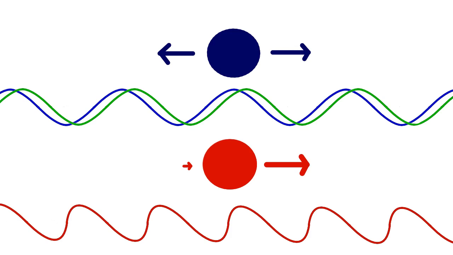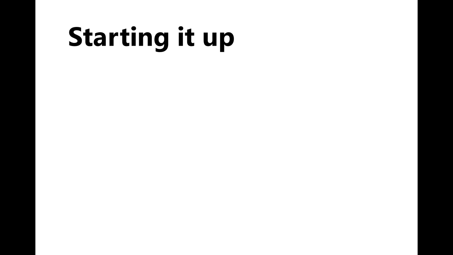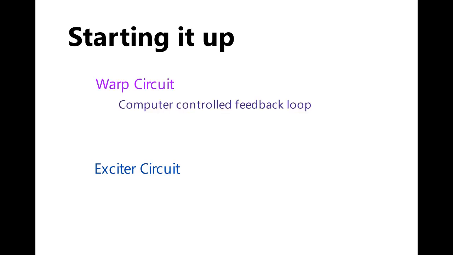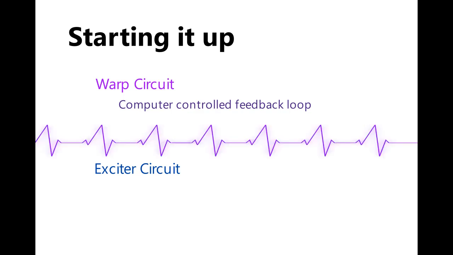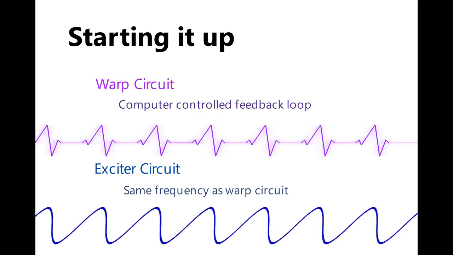Okay, so how do you start this thing? Well, you have two circuits you have to power: the warp circuit and the exciter circuit. The warp circuit is a computer-controlled feedback loop. You know, like when you get a microphone and a speaker too close to each other and you get the feedback and it just starts shrieking? Well, that, except it's controlled by a computer, so it's limited and can be controlled. The next is the exciter circuit. It will have the same frequency as the warp circuit, but it will have a different waveform, which could be as simple as a sine wave.